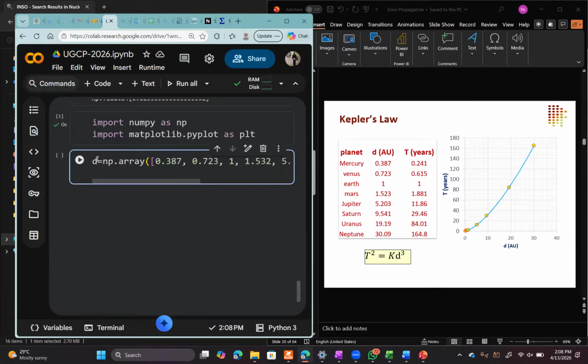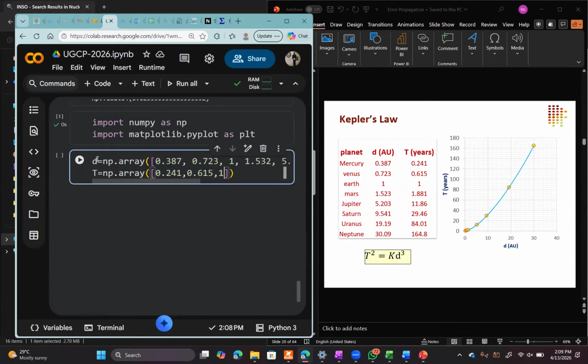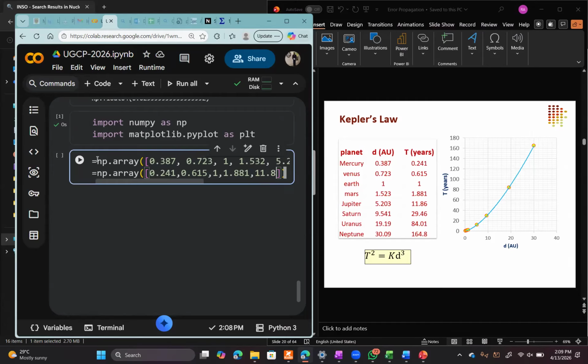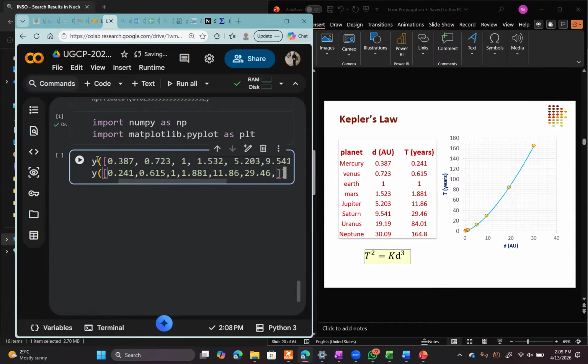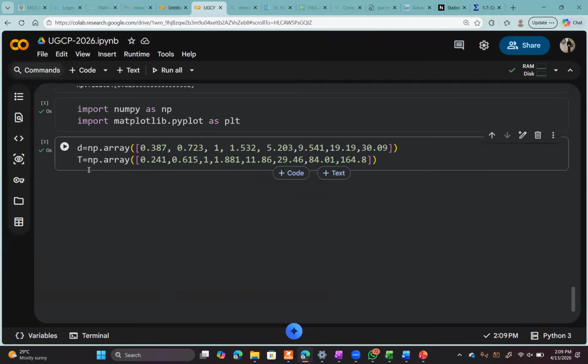And then the next one is for time period. So T is again a numpy array, right? This is 0.241, 0.615, then 1 for Earth, and it is 1.881, then 11.86, then 29.46, and then 84.01, and the last one 164.8. So the two vectors have been created, right?